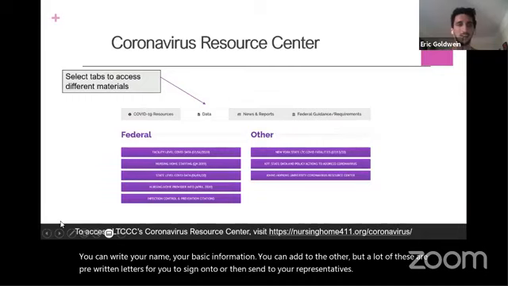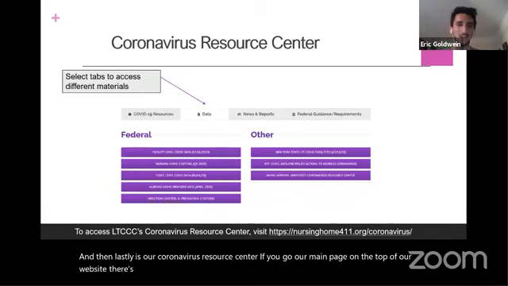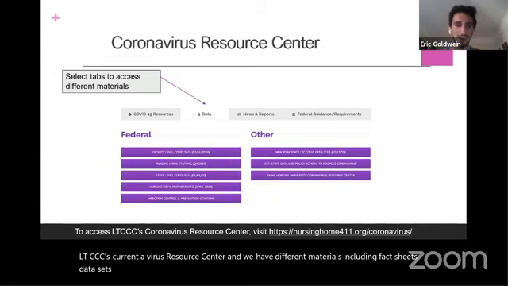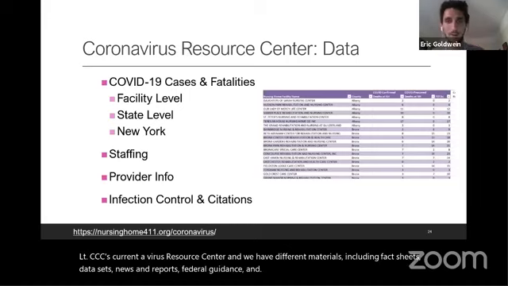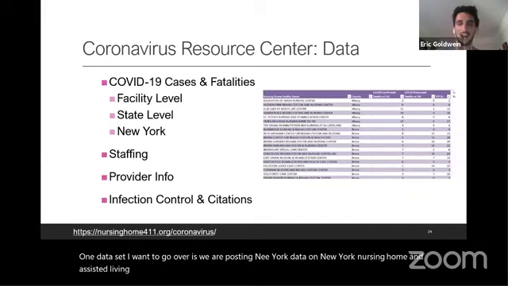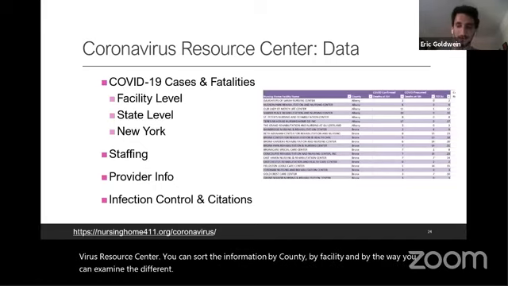And then lastly is our Coronavirus Resource Center. If you go to our main page on the top of our website, there's a big text that says, click here to visit LTCCC's Coronavirus Resource Center. And we have different materials, including fact sheets, data sets, news and reports, federal guidance. And one data set I want to go over is we are posting New York data on New York nursing home and assisted living facilities on fatality data and COVID-19. So these are, again, available in our Coronavirus Resource Center. You can sort the information by county, by facility, and you can examine the different data points.